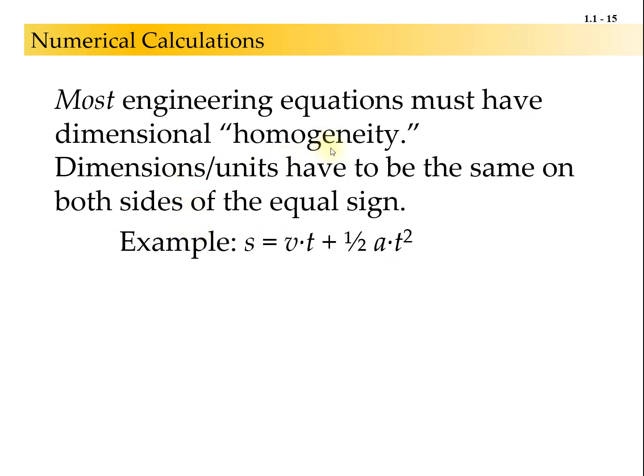Because most engineering equations, not all of them, but most, have dimensional homogeneity, which means the dimensions or units all have to equate to each other on each side of the equation. All the terms have to have the same units.